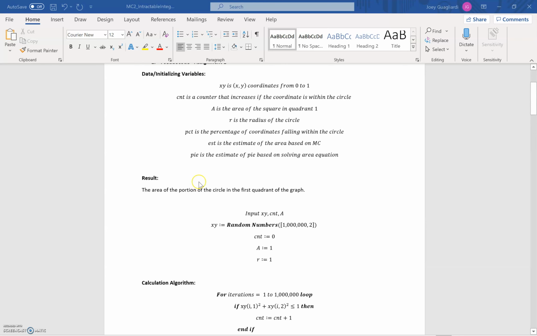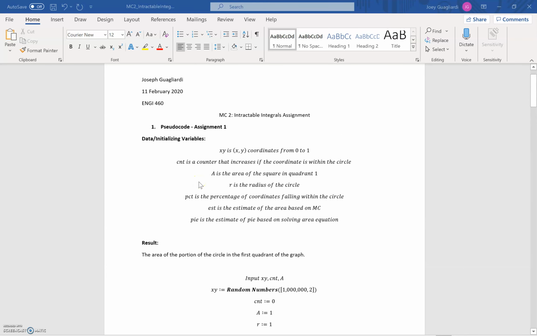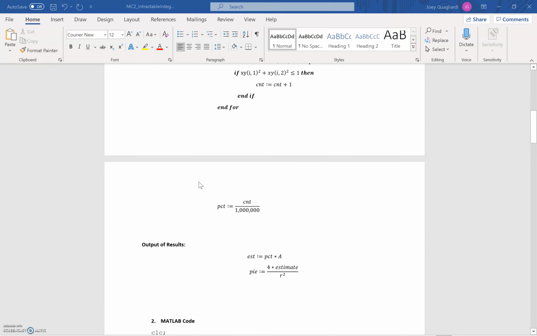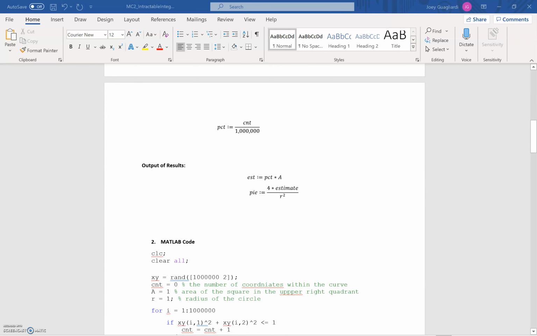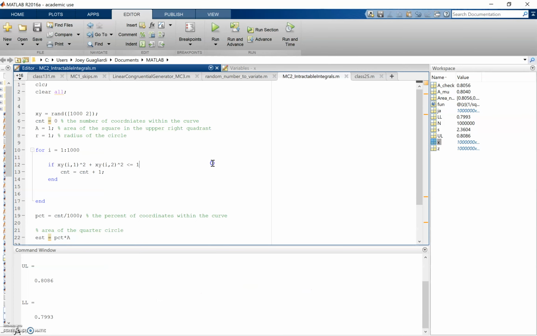Basically, what we were doing in this first assignment was to find the area of the portion of the circle that's found in the first quadrant of the graph, between coordinates 1, 1. And so we jump on over to MATLAB.